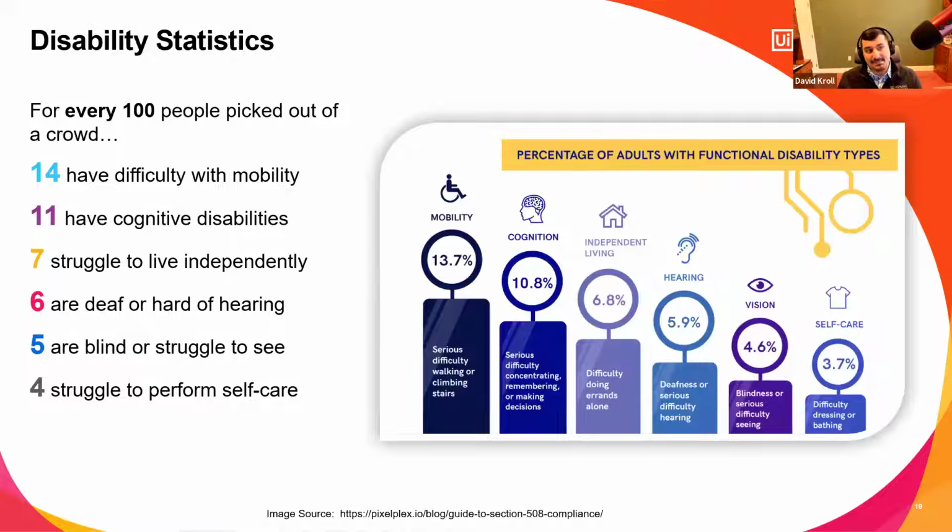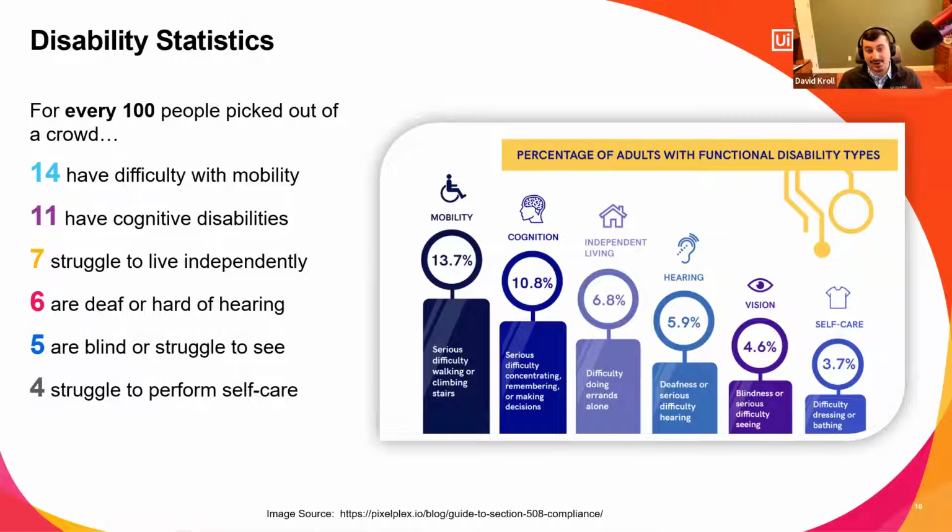So let's take a step back from the complexities of legislation and look a little bit more at disability figures. If you were to go out there and pick 100 people out of a crowd, the statistics show that 14 of those will have difficulty with mobility, 11 will have cognitive disabilities, and 7 will struggle to live independently.